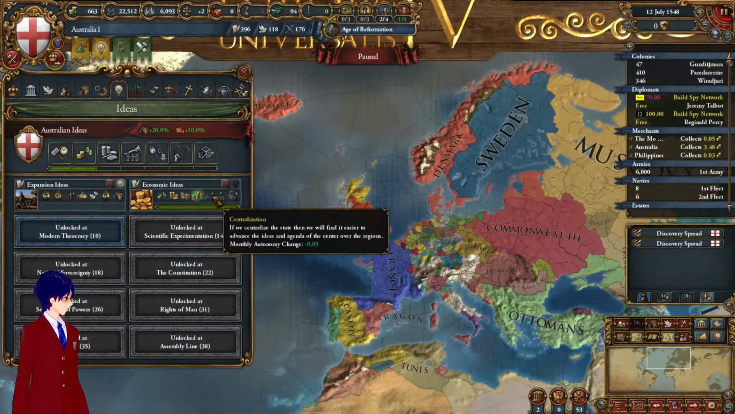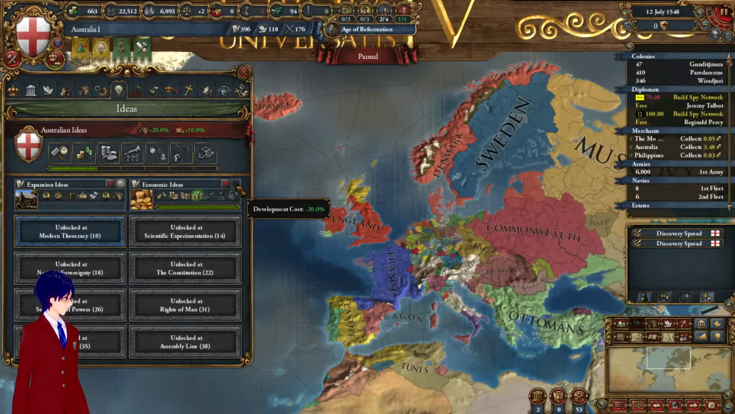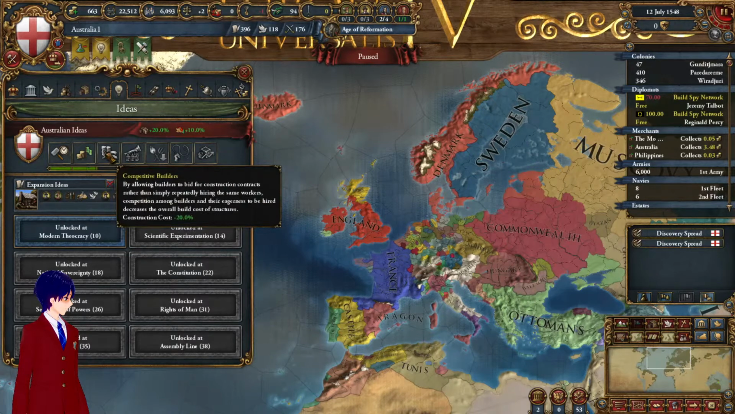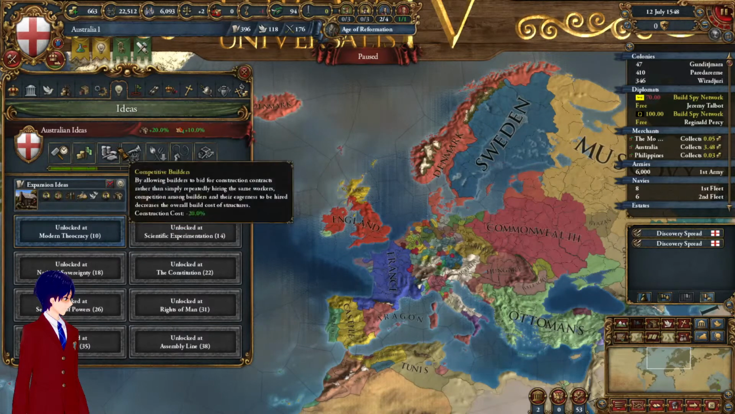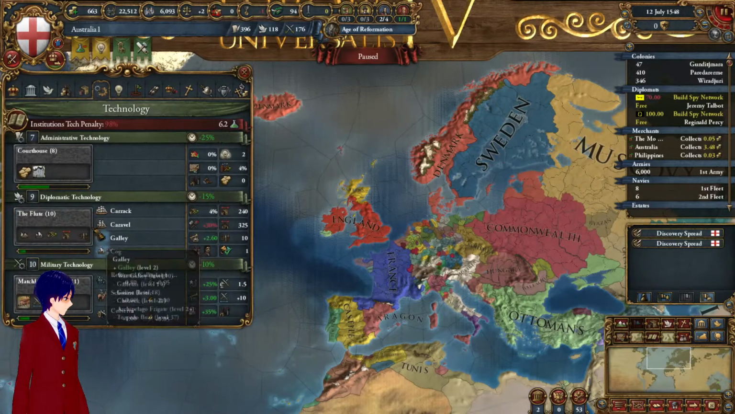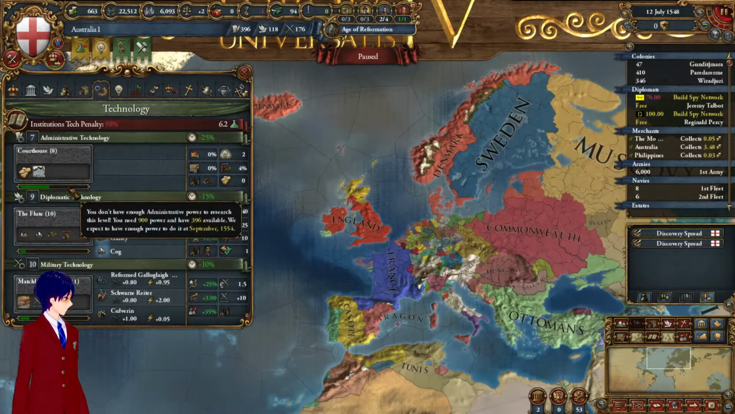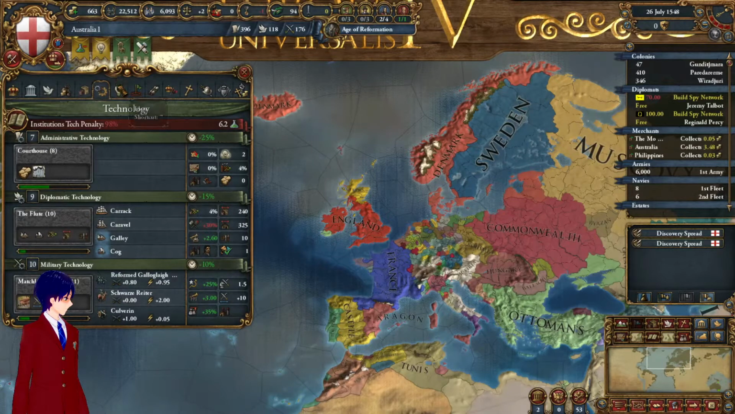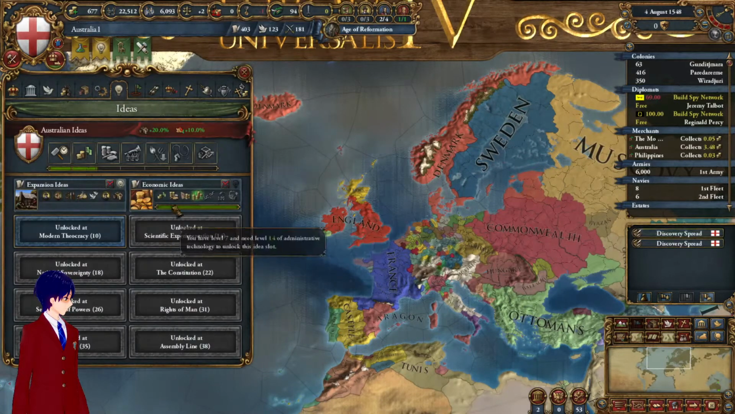Interest, autonomy, maintenance, production efficiency, development cost. Oh, development cost. Okay. Construction cost. Okay. Yeah. Ouch. 1554. Was the last time we saw this 1556? I think so, right?